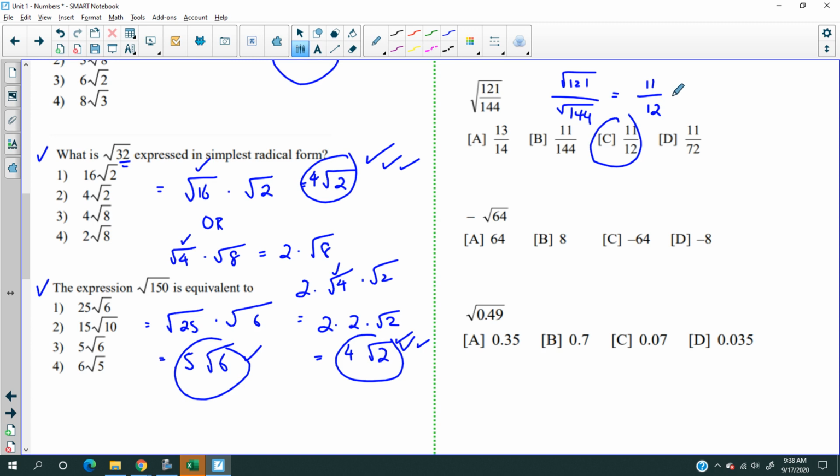Right? Because if you take this and you, let's say you square it, right? You get 121 over 144, okay? I think we probably did this in 6th grade also, right? Okay, there you go.